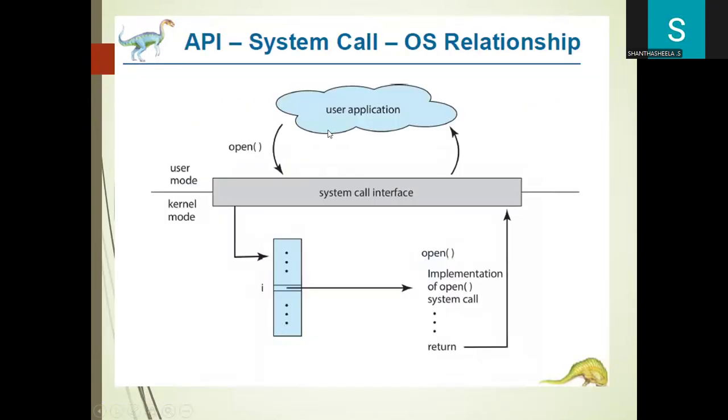Then in this diagram, when the user application is running some application program, and it encounters a system call like open, it will be switched from the user mode to the kernel mode. That's what is given in the diagram. Through the system call interface, the application program which is being executed in the user mode will be transferred to the kernel mode. And in the kernel mode, the implementation of the open system call will be executed. And at the end, at the return statement, again from the kernel mode, the program will be switched to the user mode. So this is about the system call.